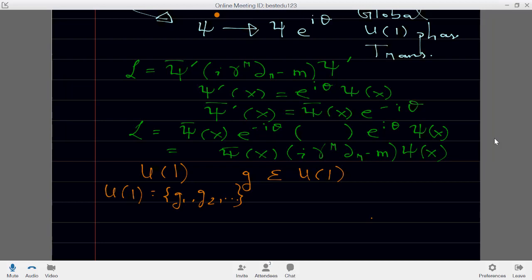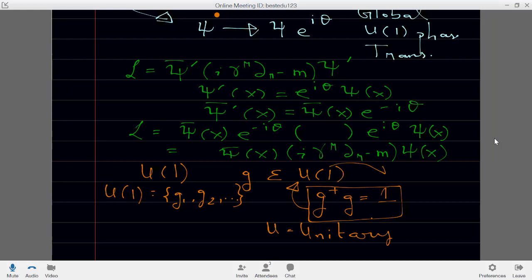If you have g belonging to U(1), then if you do g dagger g, you should get 1. All the elements that belong to U(1) should be of this form. So g dagger g equals 1 is basically the U. U means unitary. Now what does the 1 mean here? The 1 here means the representation should be one dimensional.